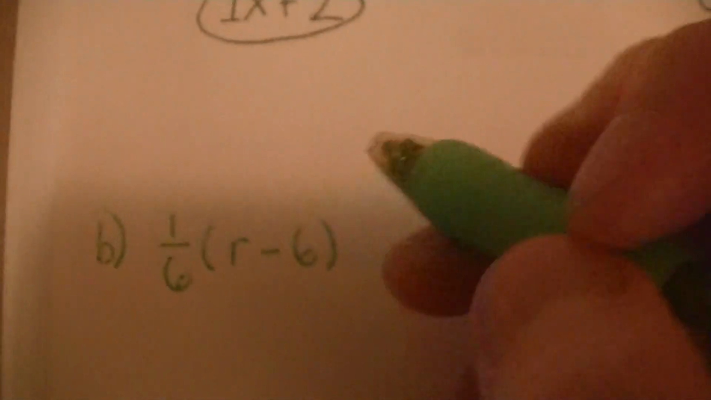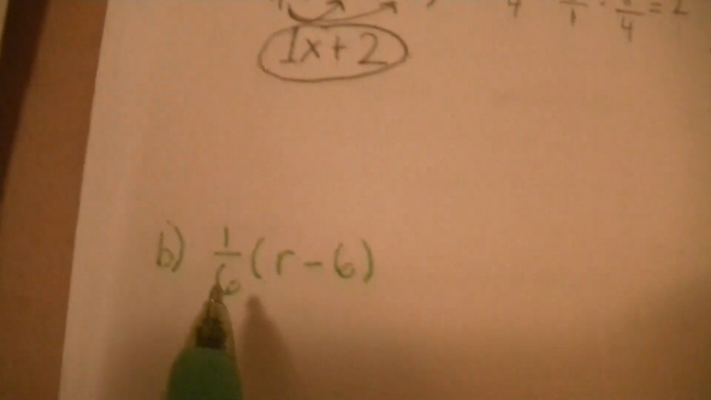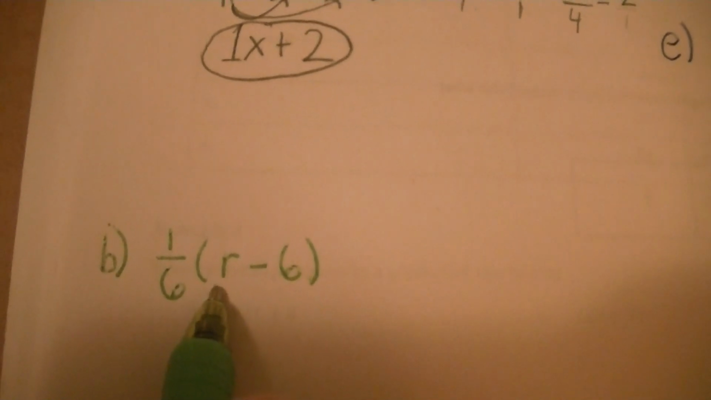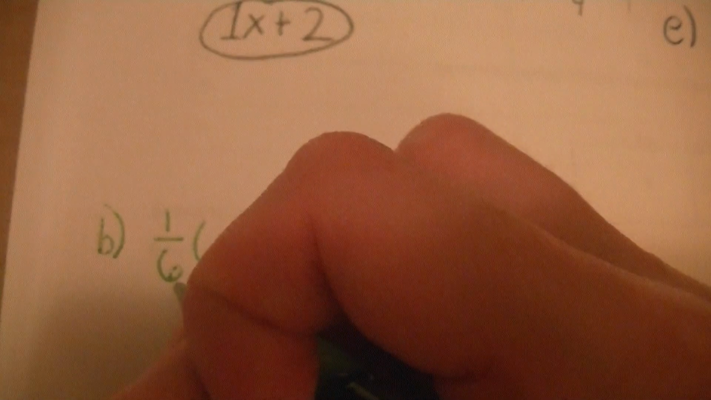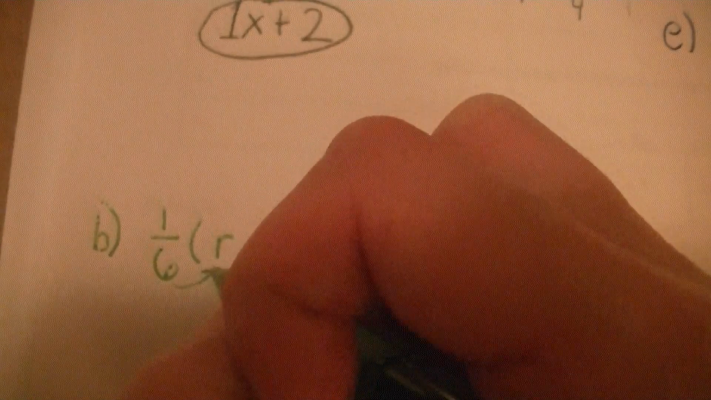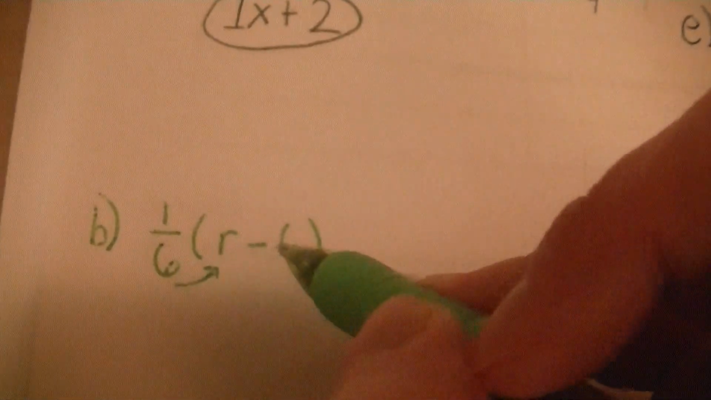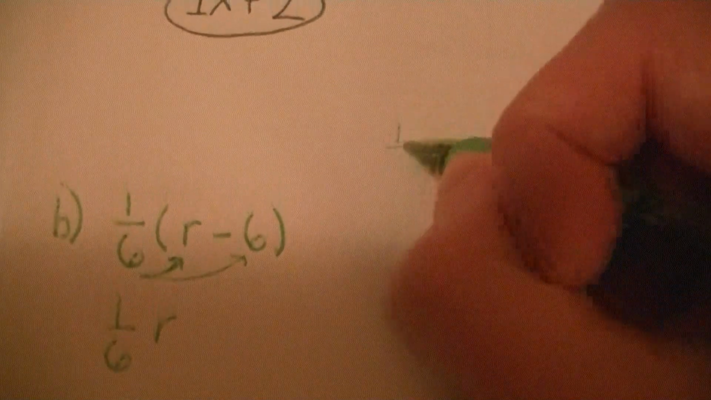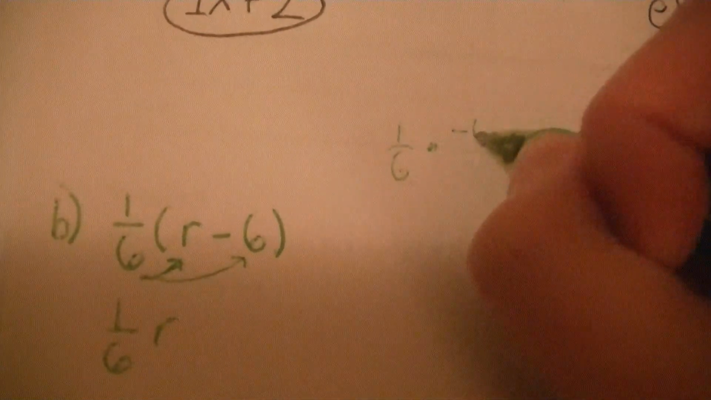Same exact situation: you see parentheses and a number right outside of it, so you need to use the distributive property. So I go 1/6 times r, and that is just 1/6 r. Again, I like to draw the arrow just to remind myself that I need to multiply. So 1/6 times r, and then I have 1/6 times a negative 6. If you have any issues visualizing that, feel free to write it on the side. We've got plenty of room. 1/6 times that negative 6.